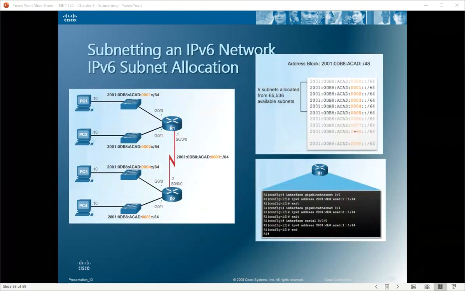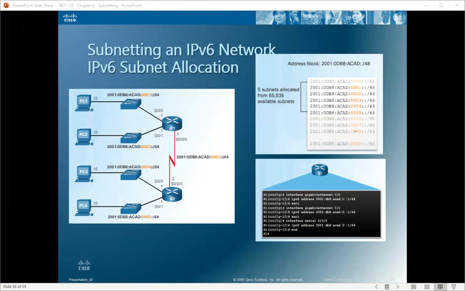So if we're setting this up, we'll go ahead and establish our different subnets based on the requirements of the document. So if we need to set up 5 subnets, we're just going to go to ACAD. Again, this is just the default address, just kind of an established one that we use a lot. ACAD:1 /64. The double colon represents what? What do we recall about the double colon with an IPv6 address? Represents zeros, absolutely.